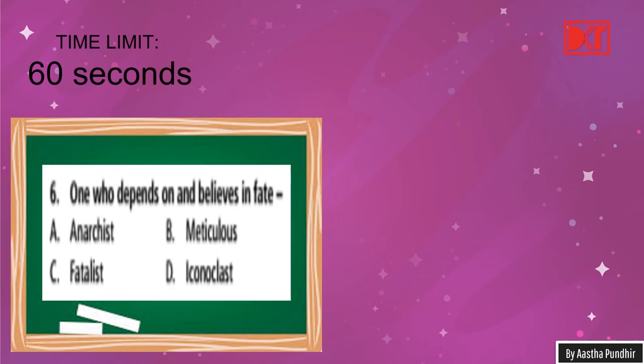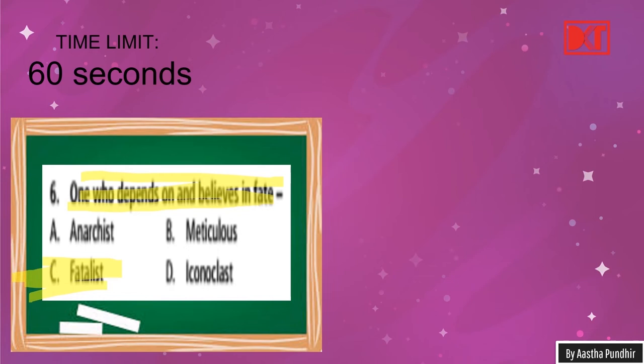Like, you remember that movie? There was this movie, Zindagi Na Milegi Dobara, and there's this pretty popular scene of Hrithik Roshan wherein he continuously keeps on saying that, you know, sab likha hua hai, ye sab likha hua hai, whatever it is, everything's written. So that's a person who depends on, believes in fate, and that is a fatalist. Okay. Now I'm pretty sure you won't forget this word since I have linked it to the movie.